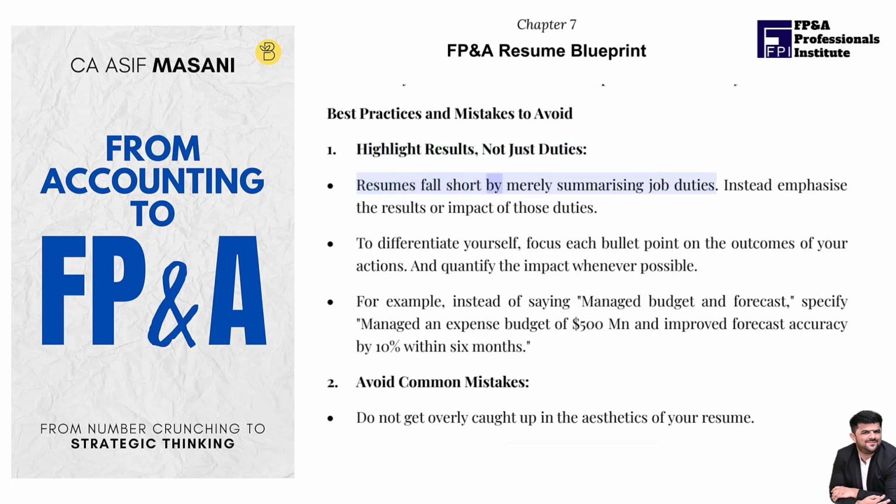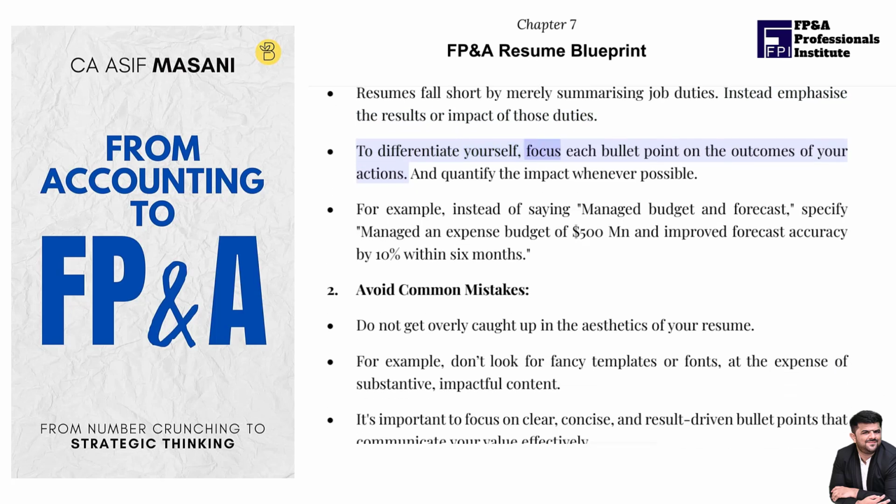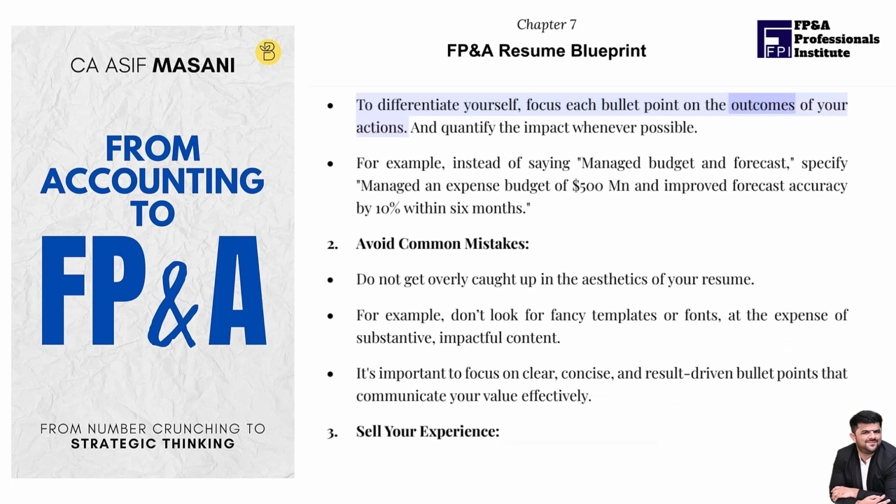Resumes fall short by merely summarizing job duties. Instead, emphasize the results or impact of those duties. To differentiate yourself, focus each bullet point on the outcomes of your actions and quantify the impact whenever possible. For example, instead of saying "managed budget and forecast," specify "managed an expense budget of $500 MN and improved forecast accuracy by 10% within 6 months."